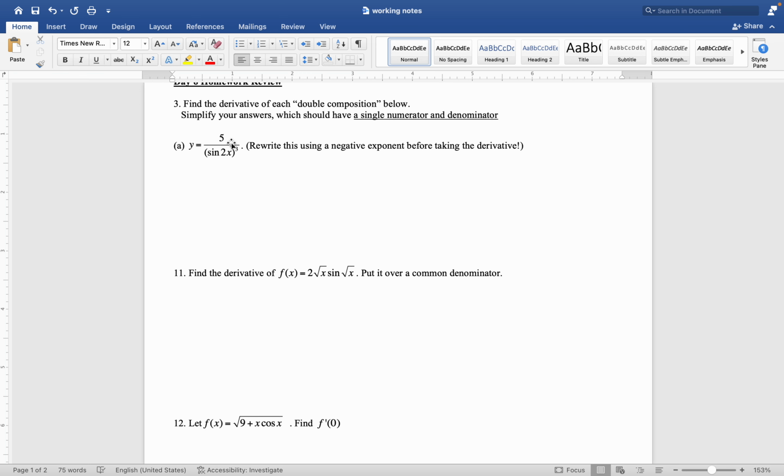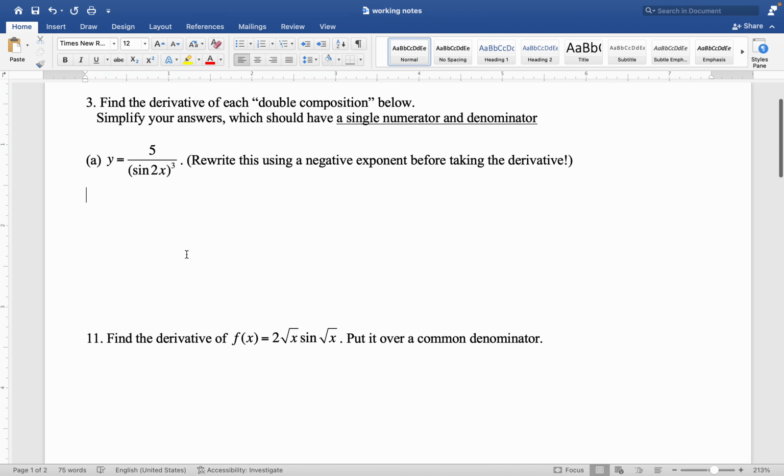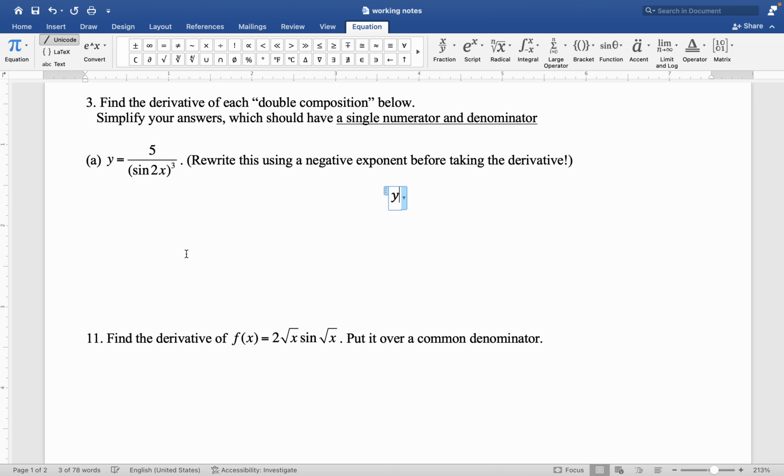We want to find the derivative of this function, and there's a hint that you should rewrite this using a negative exponent before you take the derivative. So I'm going to go ahead and do that. 5 over sine of 2x to the third, you can rewrite as 5 times sine of 2x all raised to the negative third. Notice that the 5 is not being affected by the exponent.